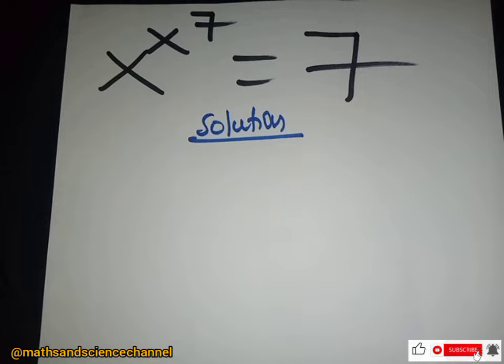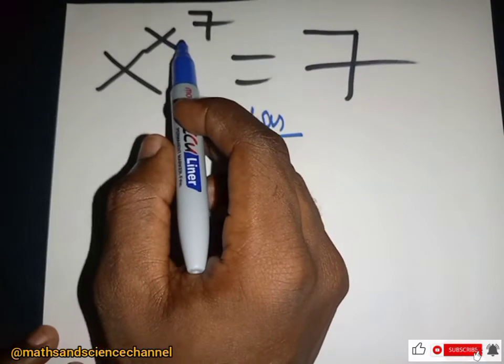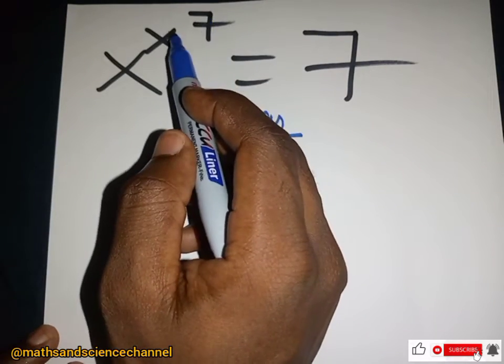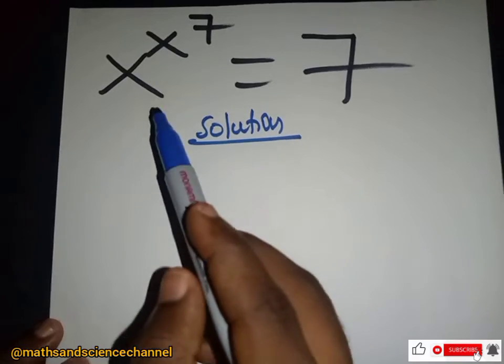Now in this session we have an exponential equation over here. We have to find what x is, right? So let's quickly do that. Now we have x to the power x to the power 7 equal to 7. So we have to find the value of x.